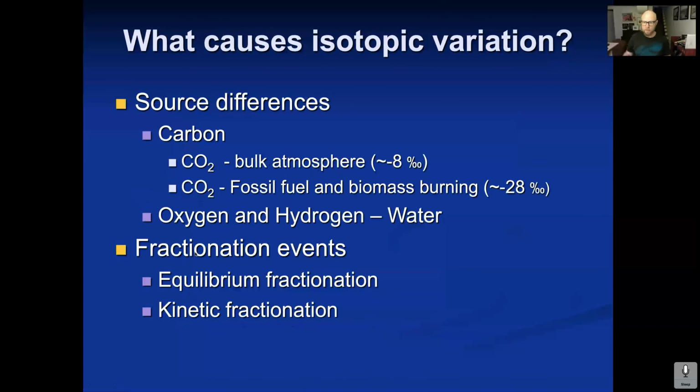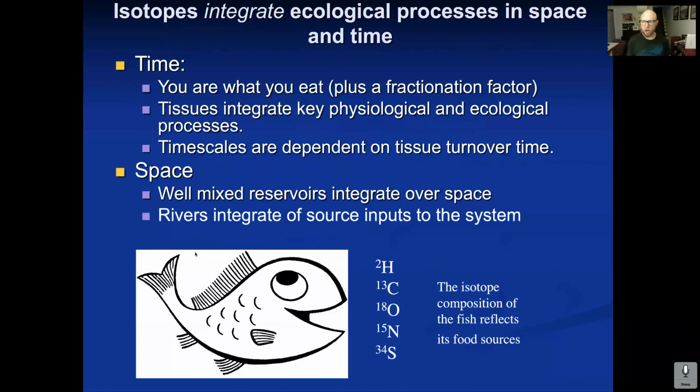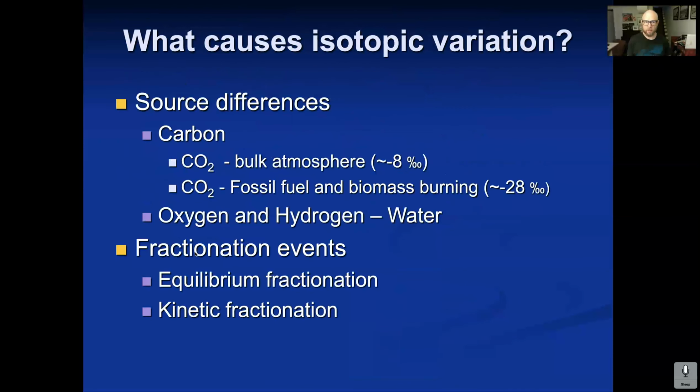Okay, let's talk briefly. What causes variation in the isotopes? Why is it even useful for us in ecology? We'll talk about a few examples, and then we'll talk about it more in the next video.